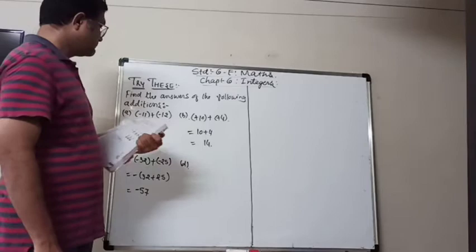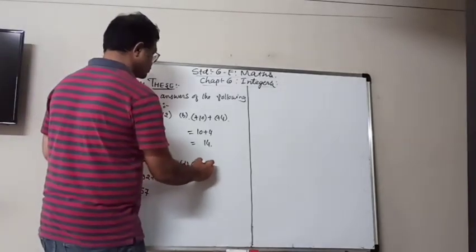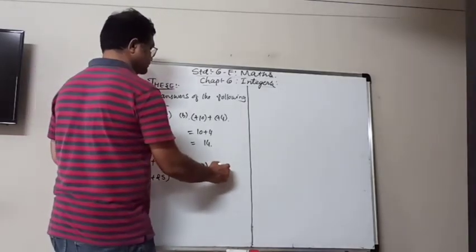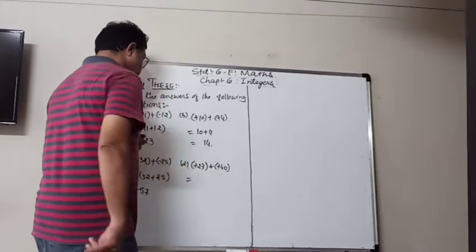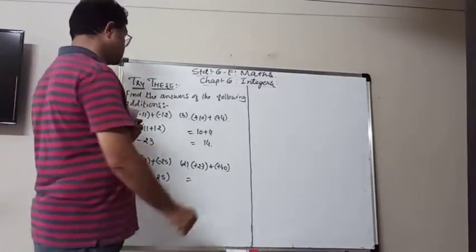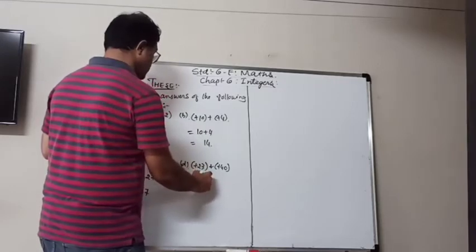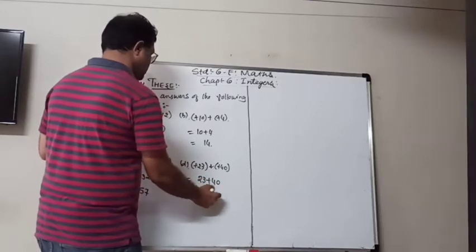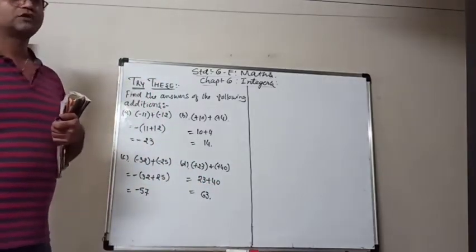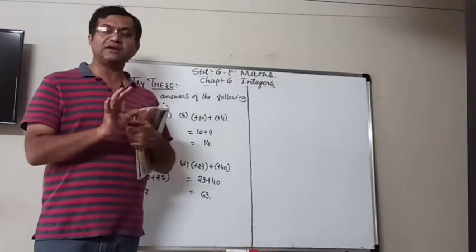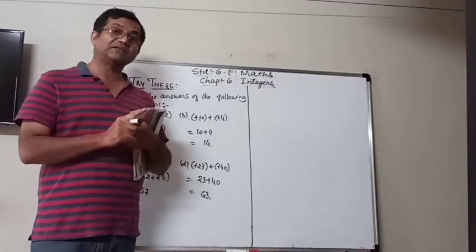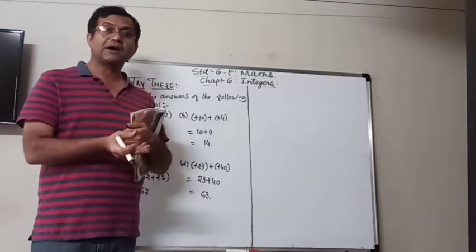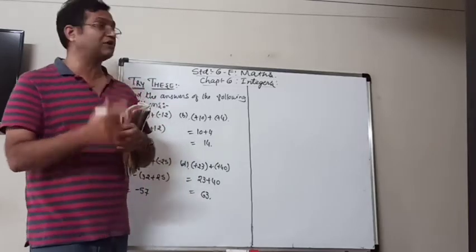D. Plus 23 plus 40. So when both are plus, nothing to worry about. 23 plus 40, so the answer is 63. When both the positive integers are there, nothing to worry. But when both are negative, or one is positive and one is negative, then we have to worry.